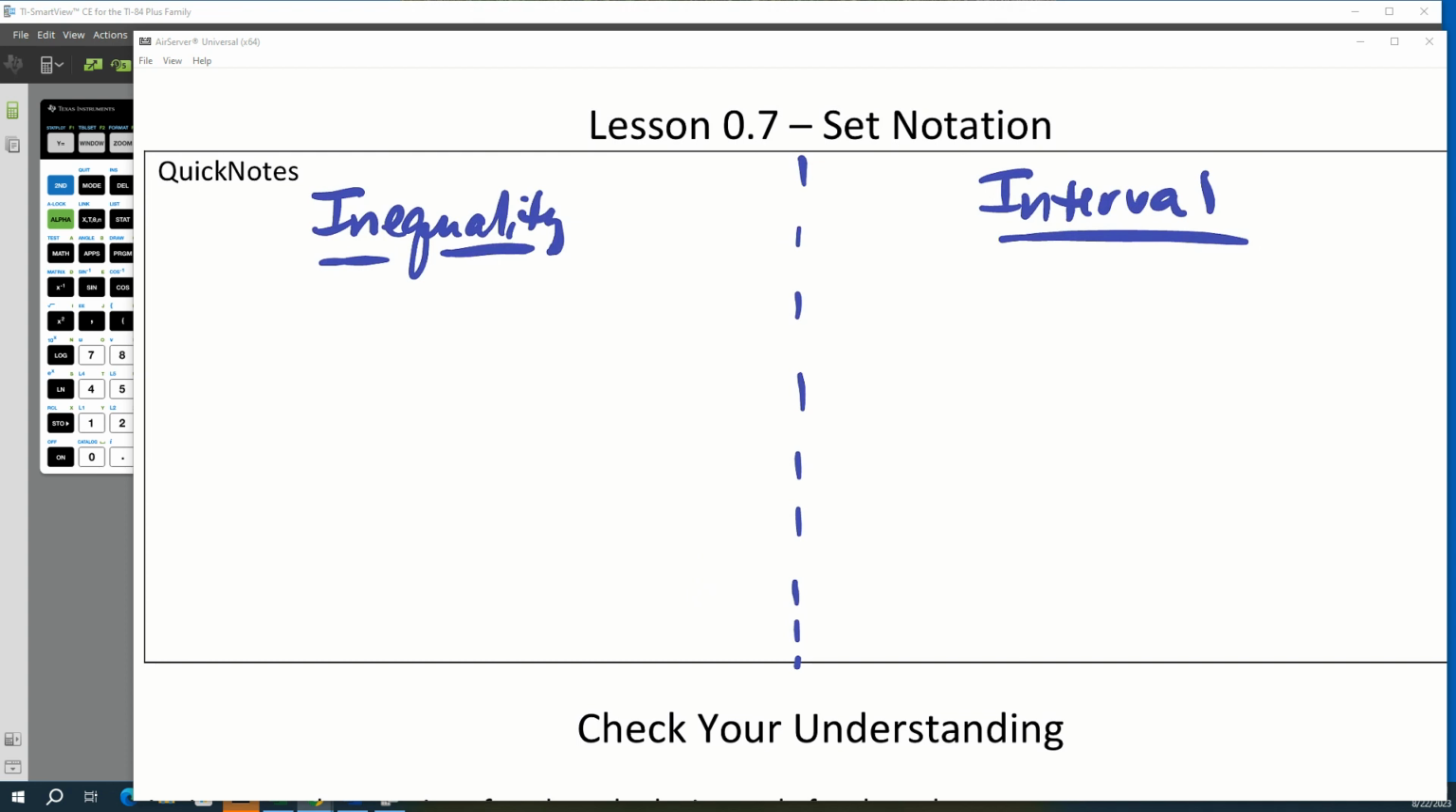Okay, so the two types of notation we're going to talk about are inequality and interval notation. Now, inequality you guys have known for a long time. You probably started learning about inequalities in elementary school, I'm guessing. But the symbols are the less than and the greater than symbols. So, which one is this? Less than. That's less than.